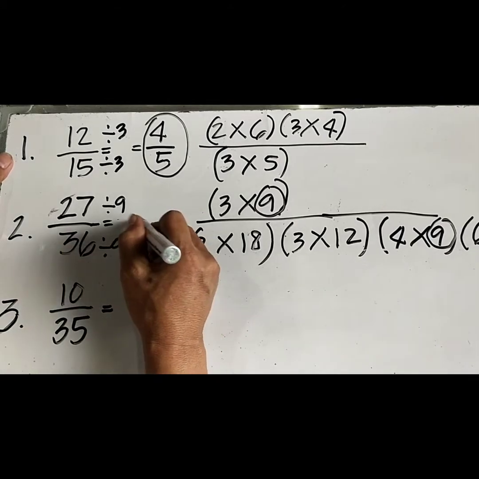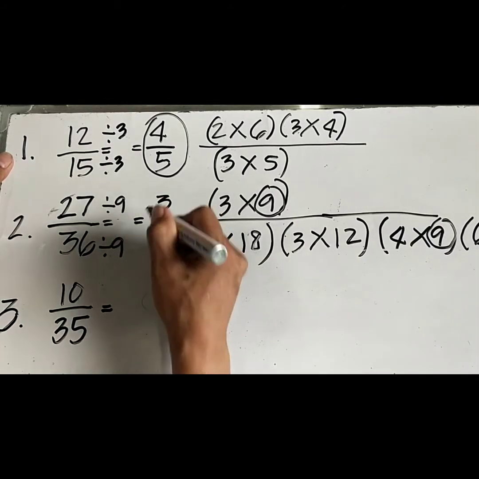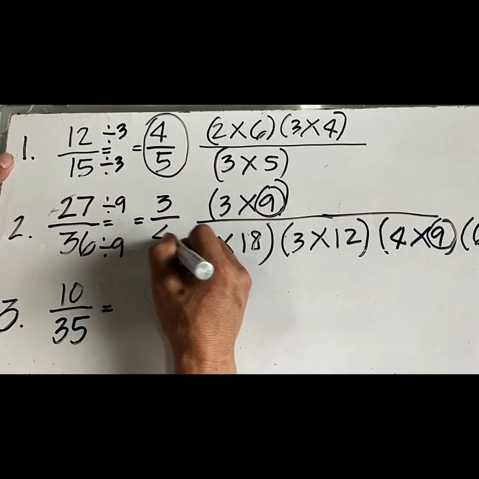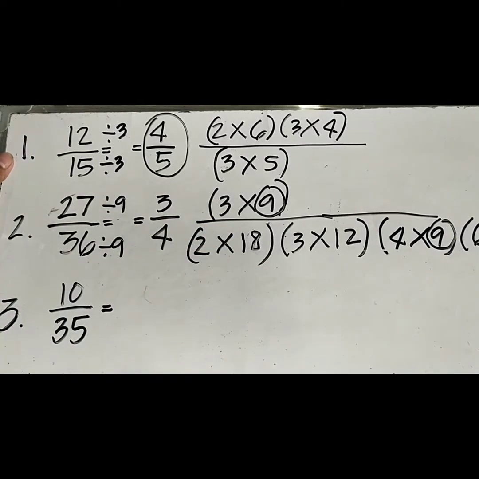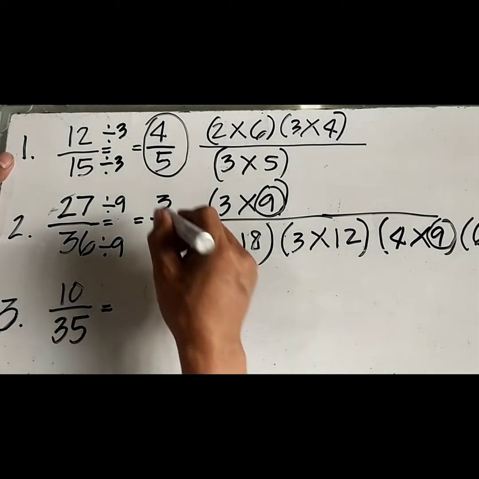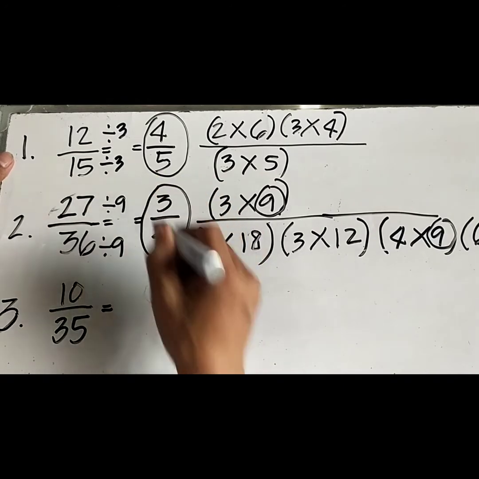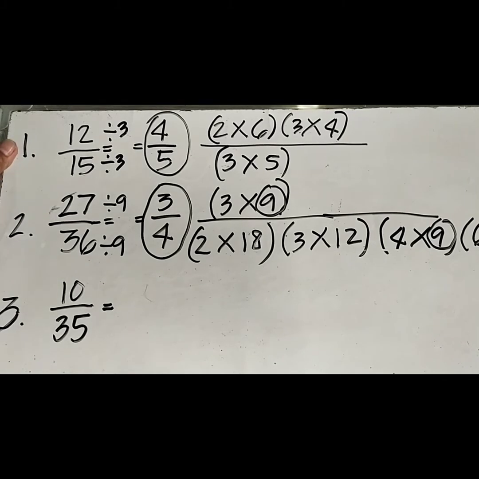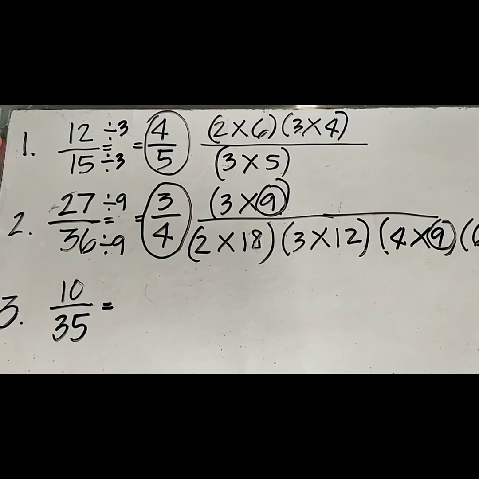So 9 will now be our divisor. 27 divided by 9 will give us 3. 36 divided by 9 will give us 4. So the result of dividing the numerator and denominator by 9 will give us the lowest term of the fraction. Okay, so that's it. This is the simple way of looking for the GCF so that we can reduce the fraction to its lowest term.